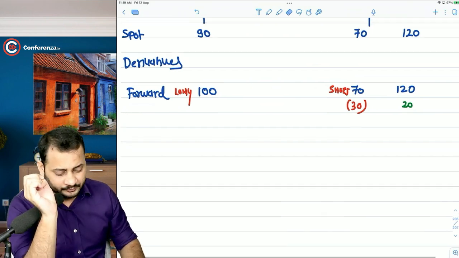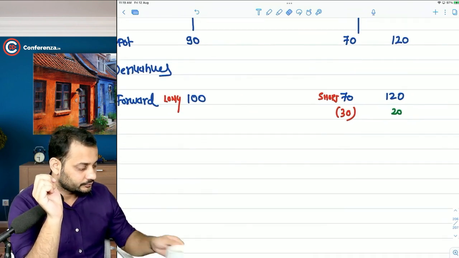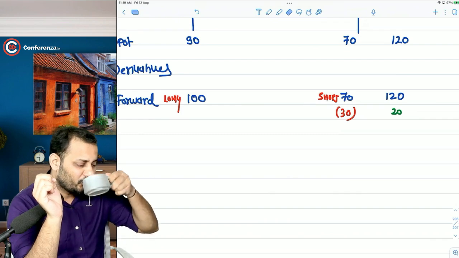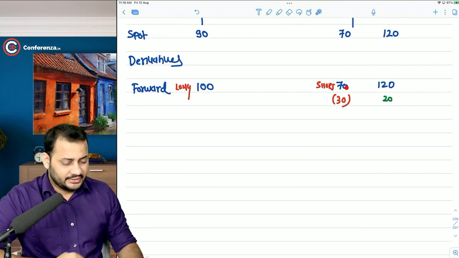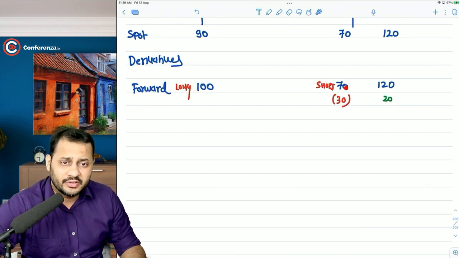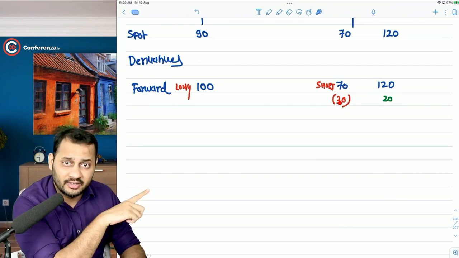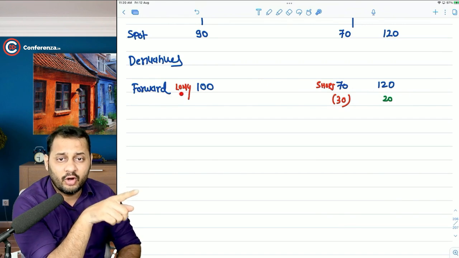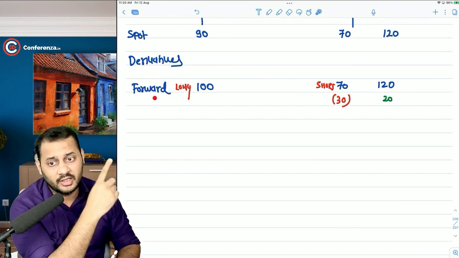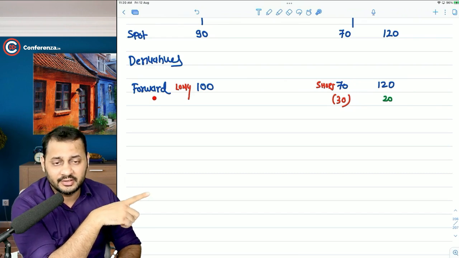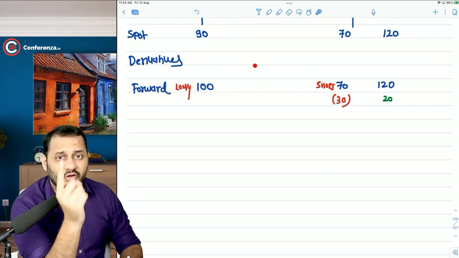Understood the concept? But let me tell you one thing. In this case, if the price goes to 70, there is a loss to you. This 30 rupees will be paid by you to the forward seller. You are having a long position in the forward. That means you are a forward buyer. The other person will be the forward seller. His profit is 30, your loss is 30.